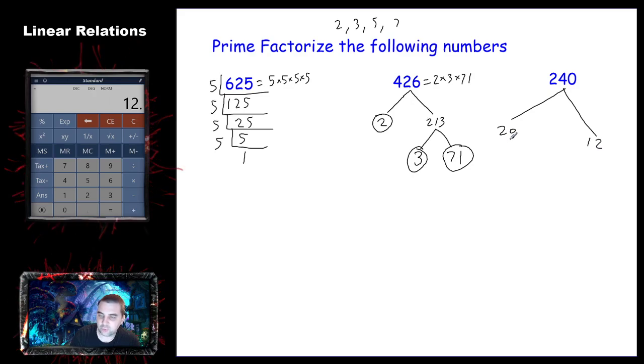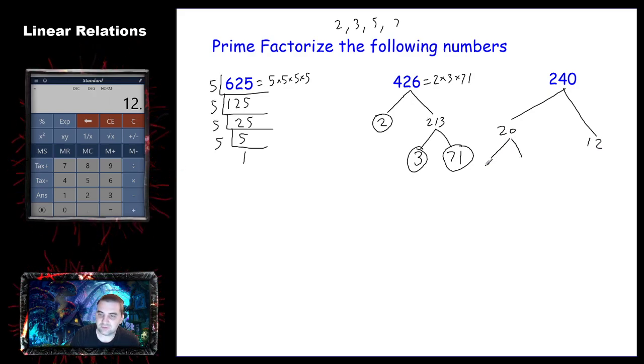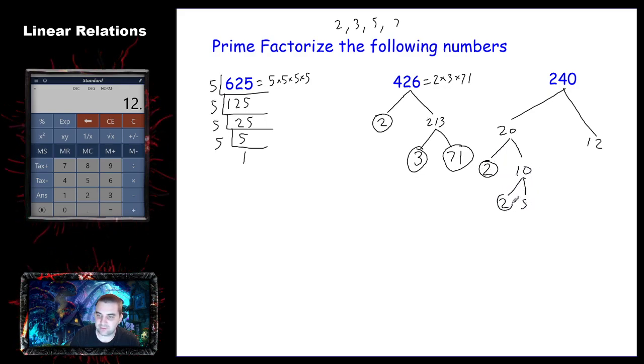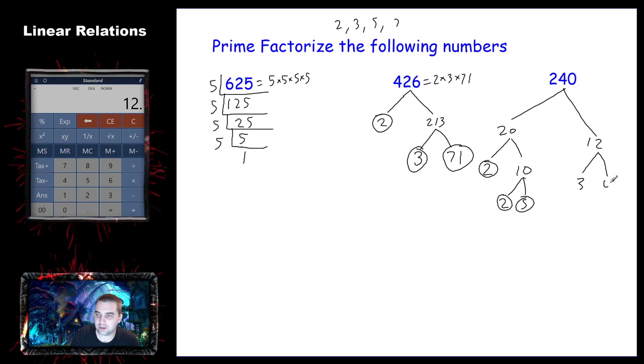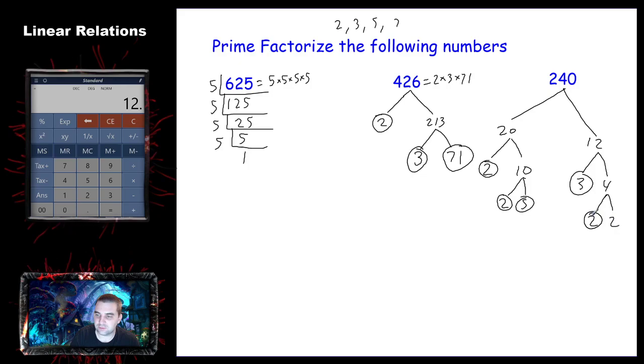All right, so we split our branches really nicely here. We can break up the 20 now. 20 can be split into 2 and 10. The 10 can be split into 2 and 5, and now we have those branches all finished off. The 12 can be split into 3 times 4. 3 is prime, and the 4 is 2 and 2.